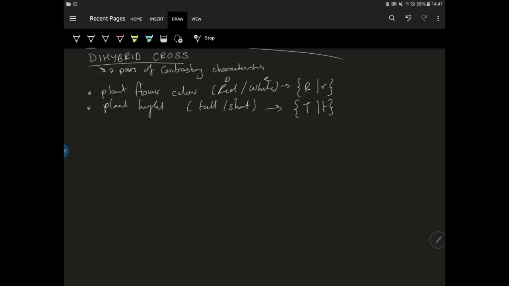First, let's understand that in our cell we're going to have an allele or gene component for big R, an allele or gene component for small r, an allele or gene component for big T, and an allele or gene component for small t. Sorry, that should be small t.